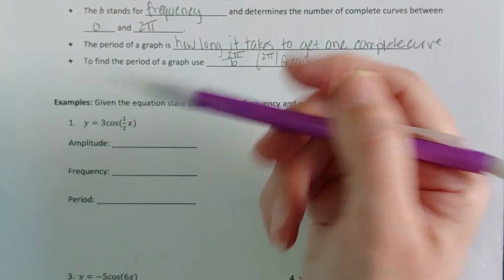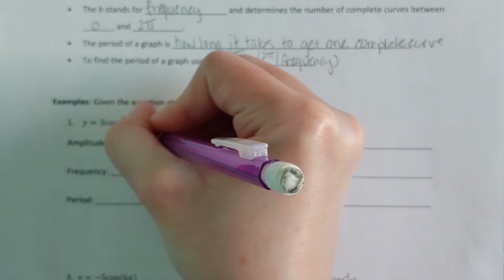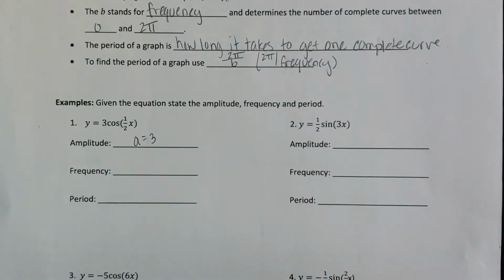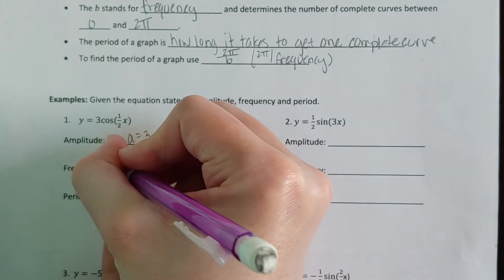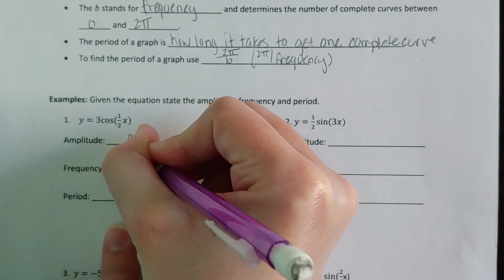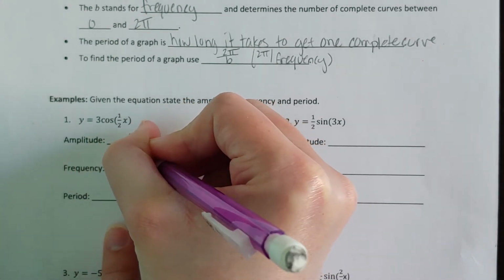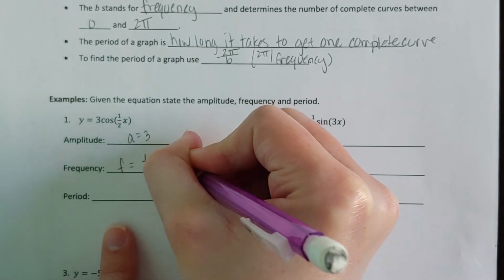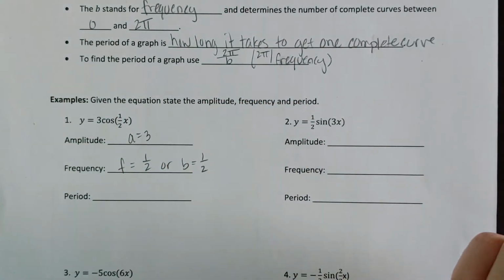The amplitude is this number out front. So the amplitude is 3. The frequency is the number with x, so f equals 1/2, or you could put b equals 1/2. Either one is acceptable.